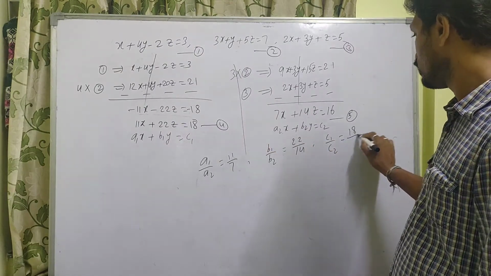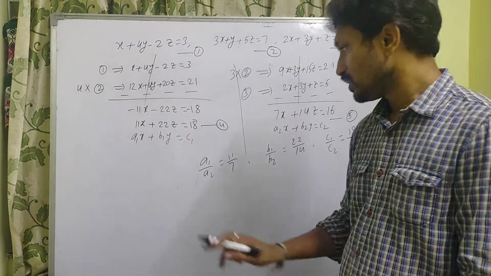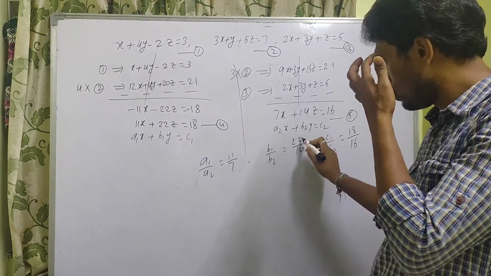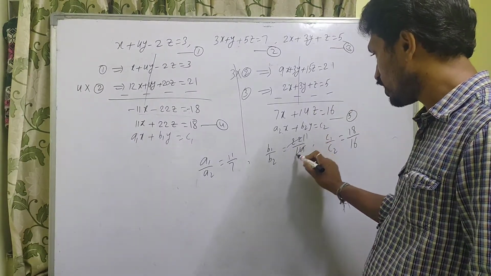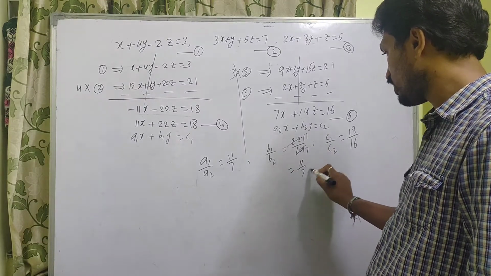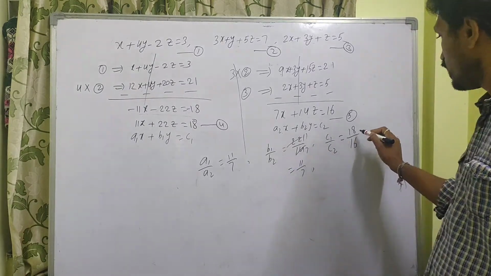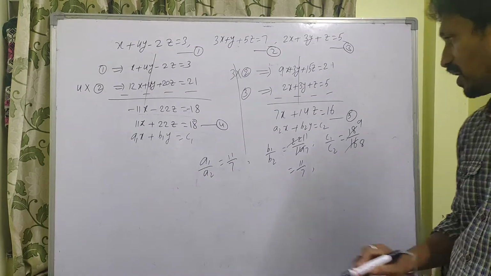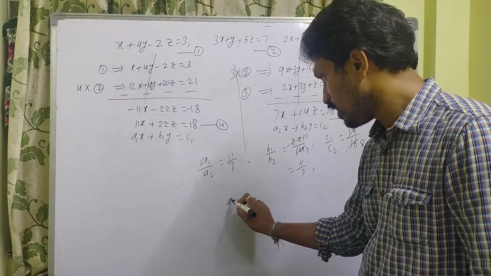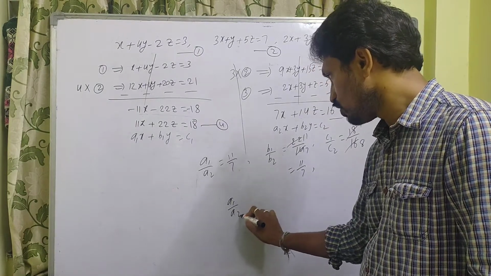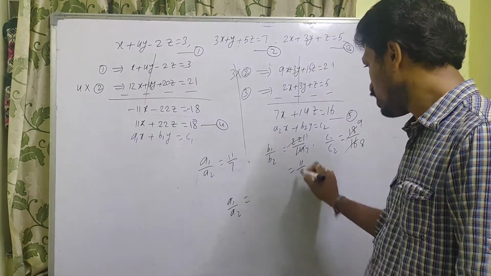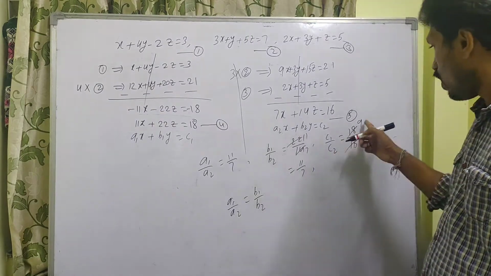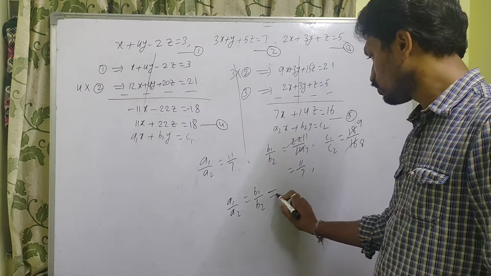Okay, see a1 by a2, 11 by 7, there are no common factors. b1 by b2, here 2 is the common factor. 2 here 11 times going, here 7 times going, this is 11 by 7. c1 by c2, here 2 is going 9 times, here 8 times, 9 by 8. Once you observe this, a1 by a2 is 11 by 7, and b1 by b2 is 11 by 7, is not equal to c1 by c2.